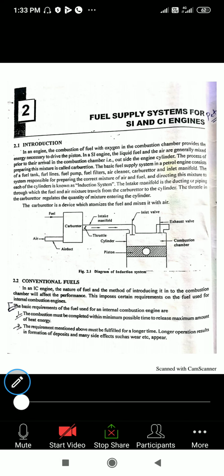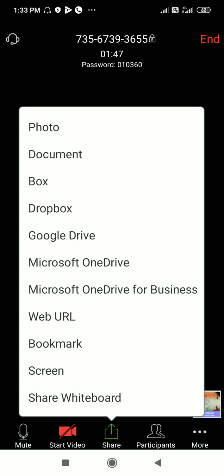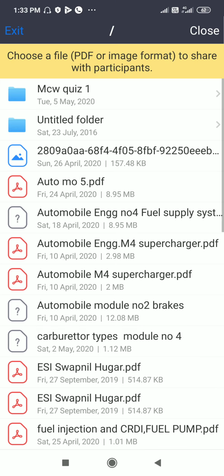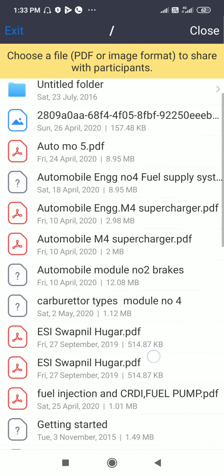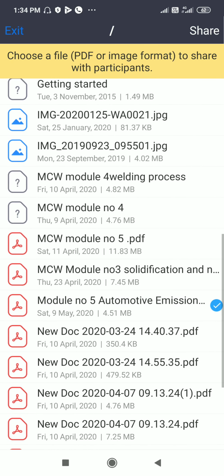Okay, okay, this is not... Google Drive. Emission system.